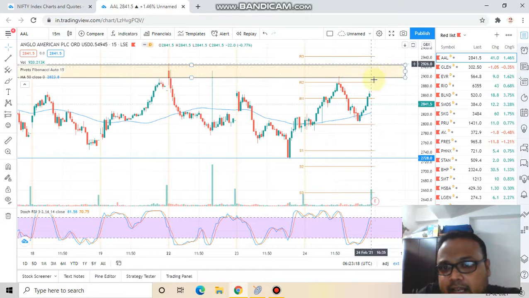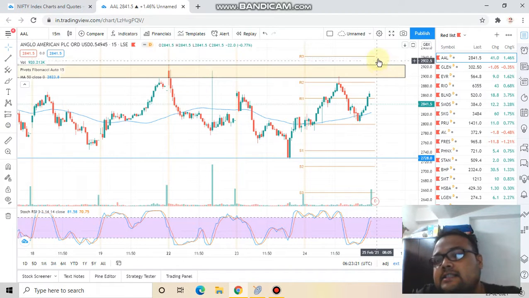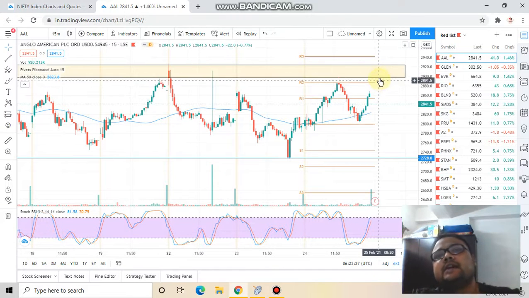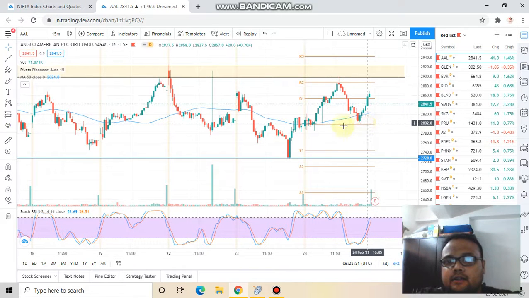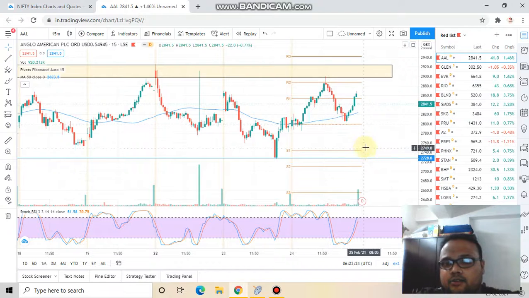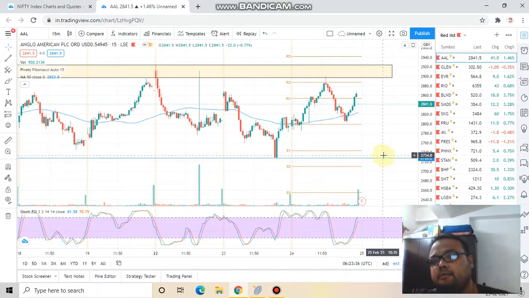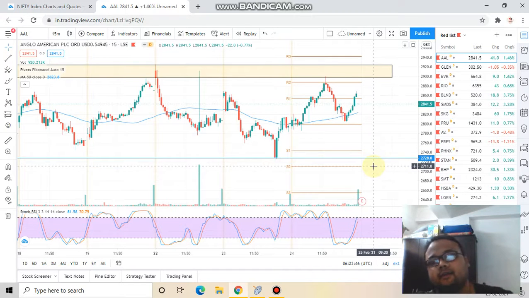Suppose it breaks the level and sustains above this level for 15-20 minutes, then only you go ahead and buy. And if it shows some reversal sign after hitting this area, then you can sell. Similarly, here also if it comes down to this level and bounces off, showing some price rejection from below, you can buy. In case it crosses the level, then you can short it.